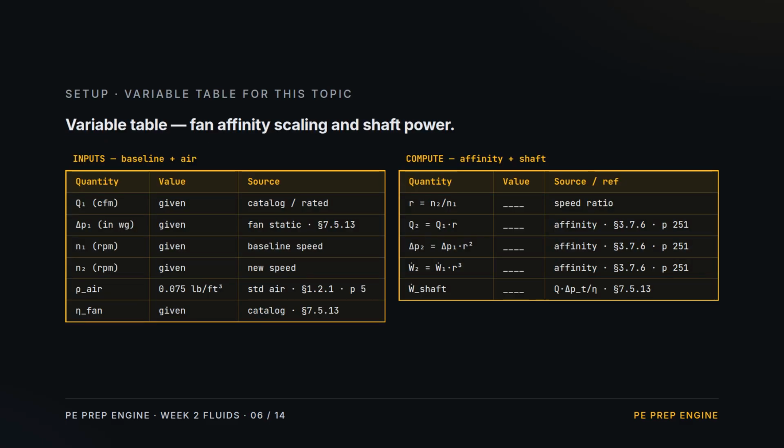Variable table. Inputs on the left: the baseline rated condition, the new speed, standard air density, catalog efficiency. On the right, compute the speed ratio R once, reused 3 places. Flow with R, pressure with R squared, power with R cubed. Bottom row, shaft power from flow times pressure rise over efficiency.